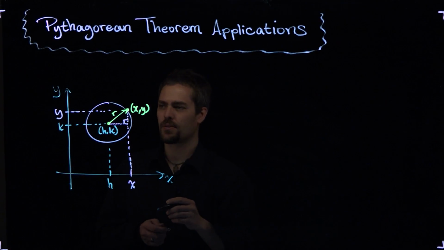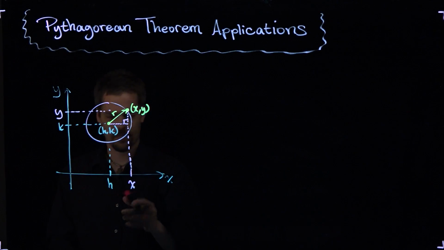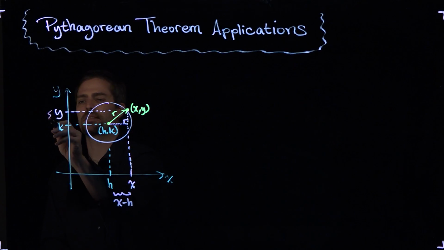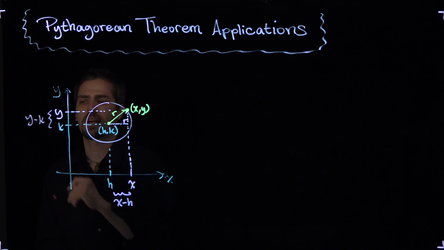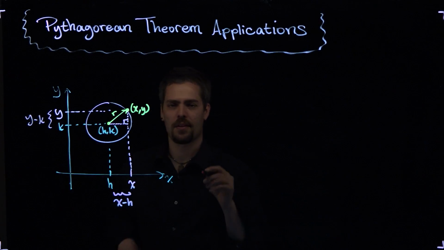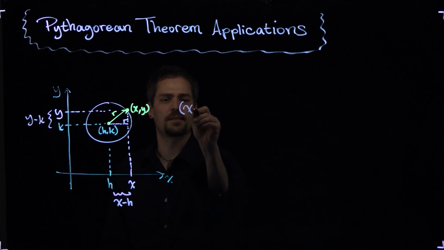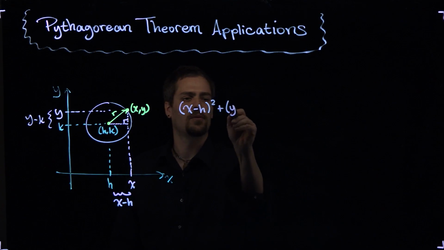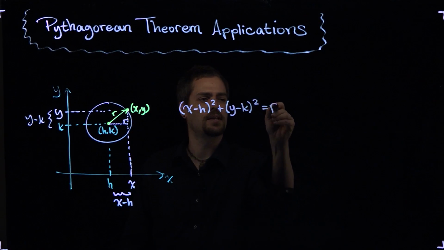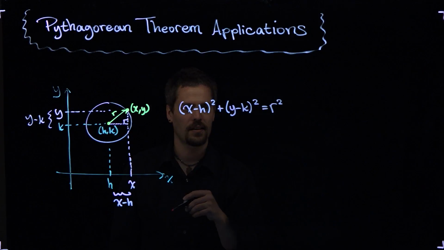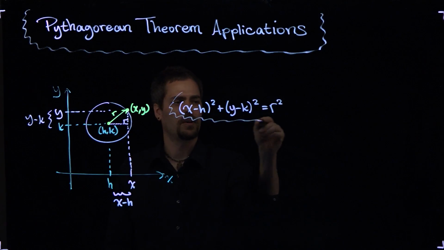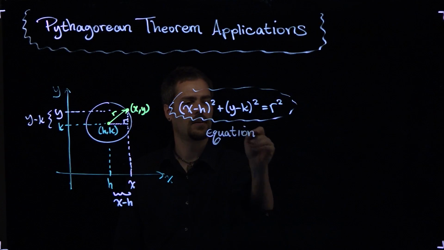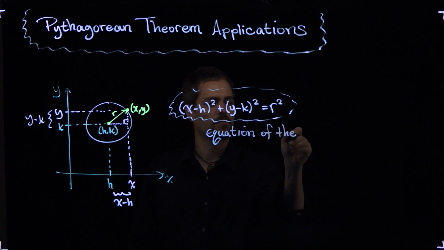All right. So using Pythagorean theorem, this little distance here is x minus h, and this little distance up here is y minus k. So when I stick that into the theorem, this distance, x minus h, quantity squared, plus this little piece of a distance, y minus k, quantity squared, must be equal to r squared. And there, we've got what we call an equation of the circle.